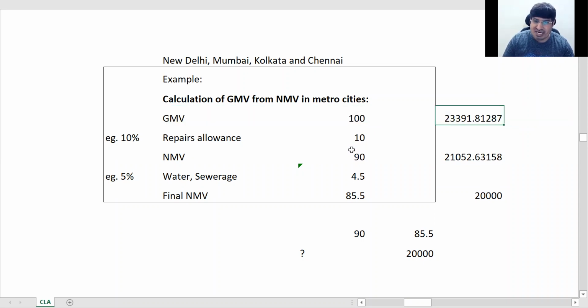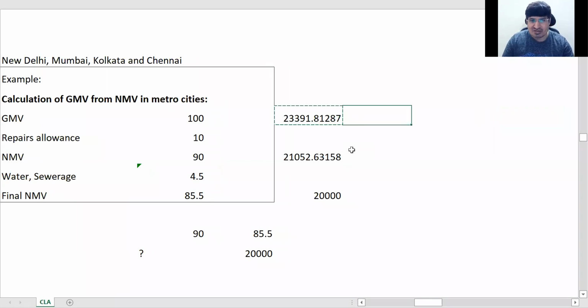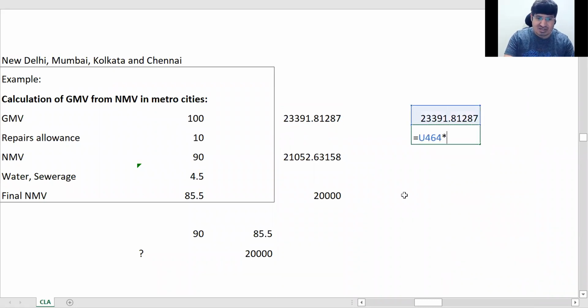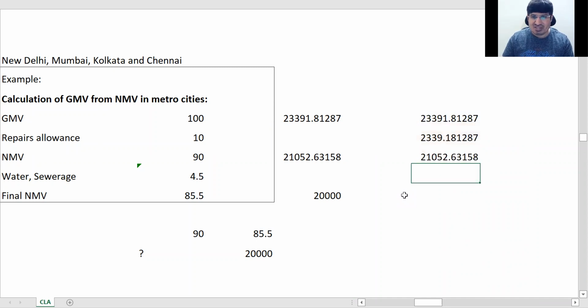So whether this value is right or wrong, let us check. Let me put it here. If this is your GMV, 10% discount is this, correct. Then this will be this minus this. GMV minus repairs allowance will become this, correct, the same figure you're getting. And then here this was 5%, right, again into 5%. If I do, then you should get 20,000, right. So our figures are correct. Okay, did you understand how this was done?